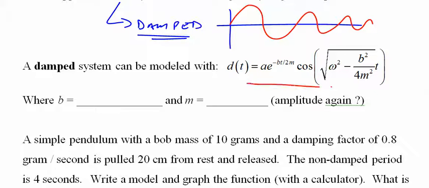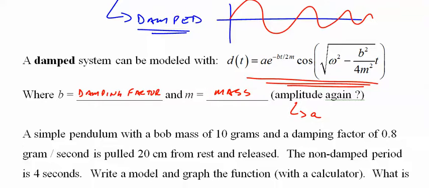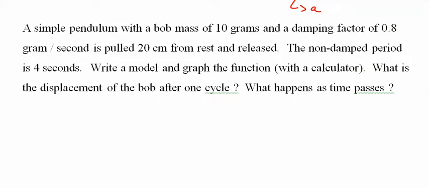So we get this big, huge, ugly formula, which you'll never see again after you do some problems here. And amplitude, again, is A. B is the damping factor. And I believe M is the mass. So they put this in here, and the mass has got to be in a given units. So we're going to go with grams, but we're not going to worry about it too much. Off you go, write the function and graph with a calculator.